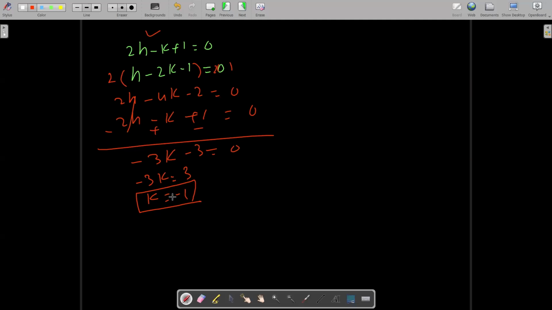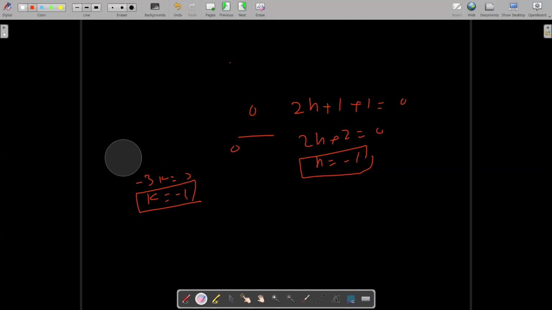Okay, no problem. Now you can plug k equals negative 1 into either of these equations and solve for h. So it's going to be 2h minus k, and k is negative 1, so it's plus 1. Plus 1 equals 0, so 2h plus 2 equals 0, and h is going to be negative 1, same thing, right? So h and k are both negative 1.